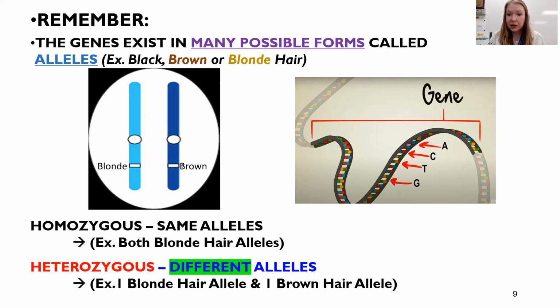Now, if the alleles are different, that means they are heterozygous. So again, looking at this example, the chromosome you inherited from your mom has the allele for blonde hair, and the chromosome that you inherited from your dad has the allele for brown hair. The alleles are different, therefore they are heterozygous.